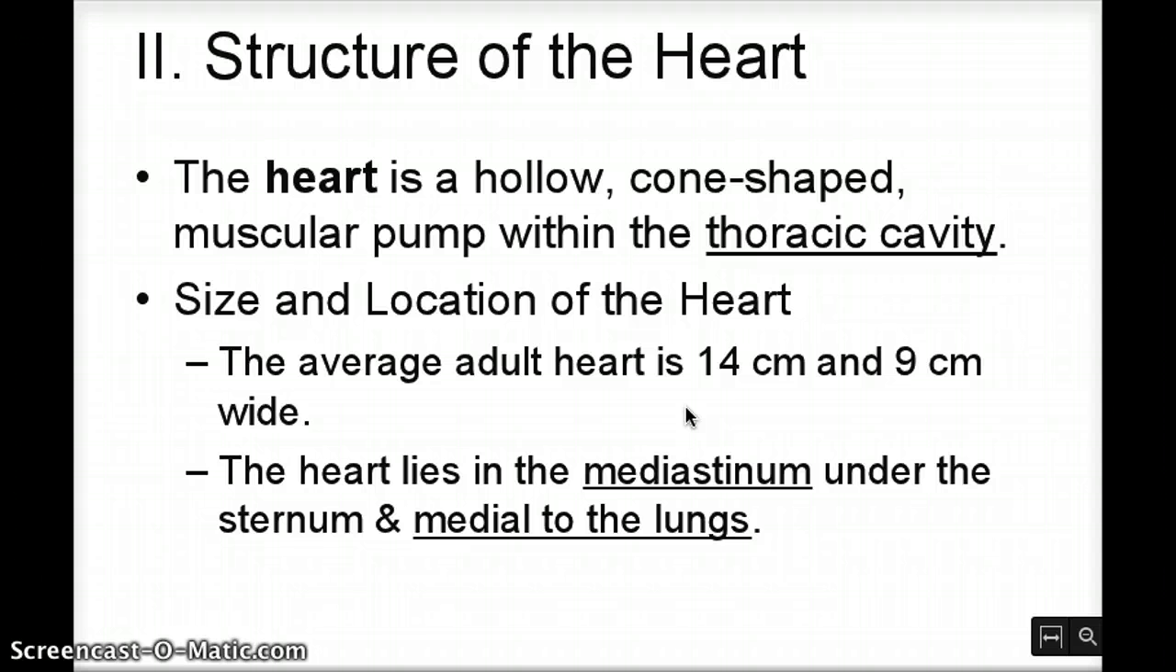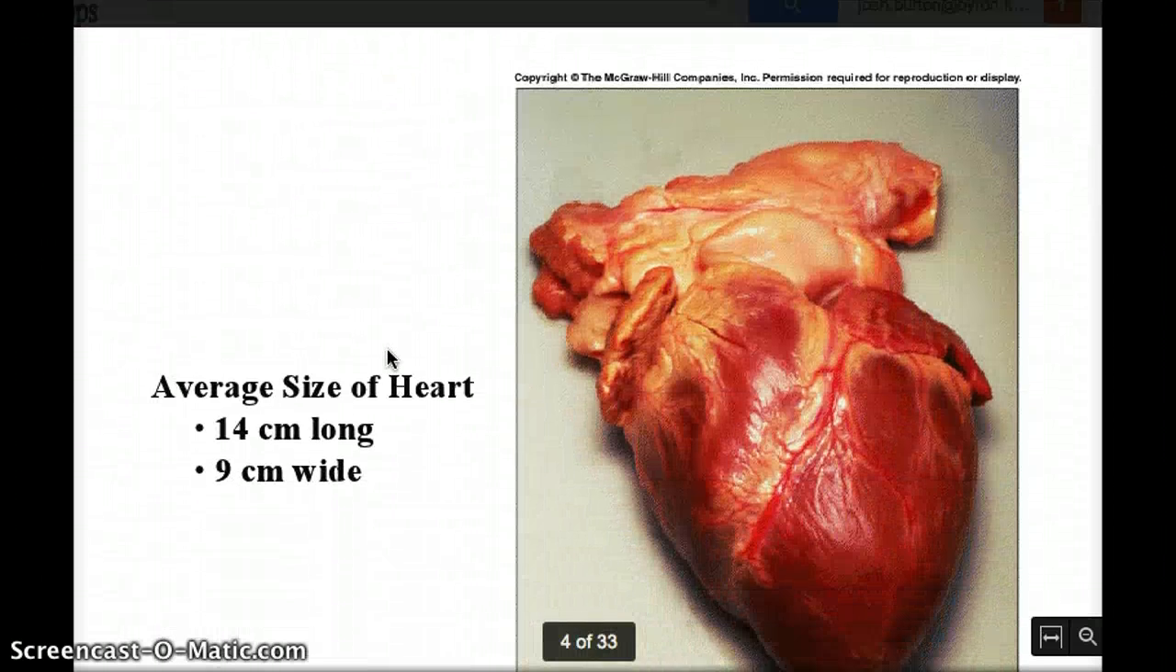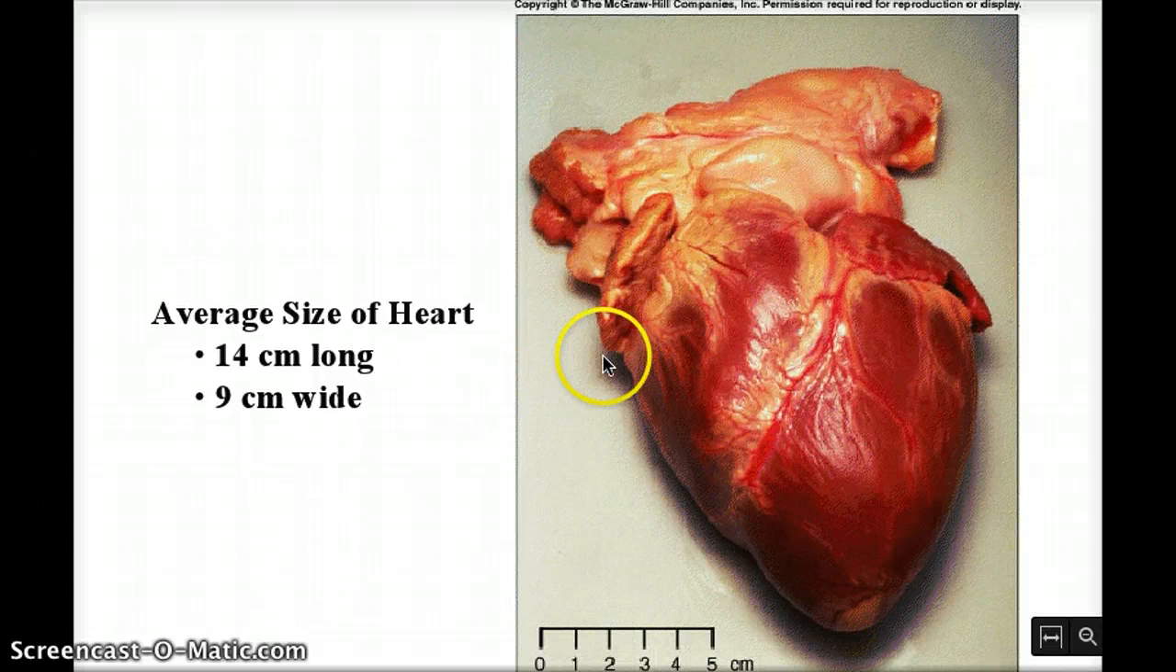But if we look at the heart itself, it's a hollow cone-shaped structure approximately the size of your fist, around 14 centimeters by 9 centimeters wide. It lies just posterior to the sternum, so right behind the sternum, and is found in the mediastinum, the little cavity behind there, in the thoracic cavity. It's located right in the middle of the lungs. Here's a quick illustration of what a human heart would look like. On this, you can see the little Valentine's Day heart shape in there.